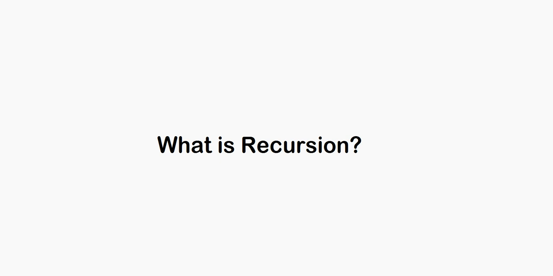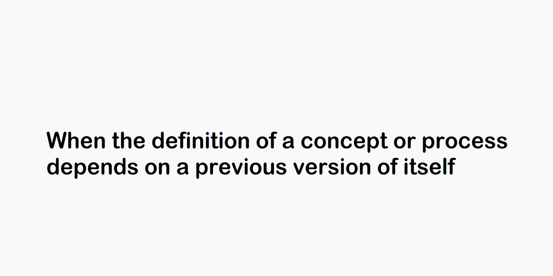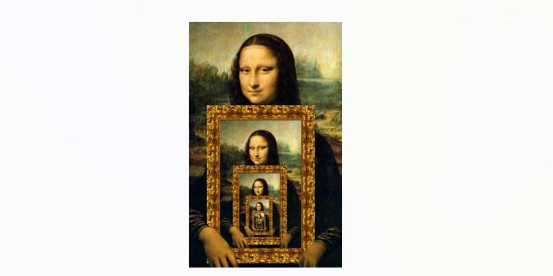So what is recursion? Recursion occurs when the definition of a concept or process depends on a previous version of itself. A good example of recursion is when you hold a mirror in front of a mirror and see the process of each reflection reflecting a previous reflection of itself infinitely.